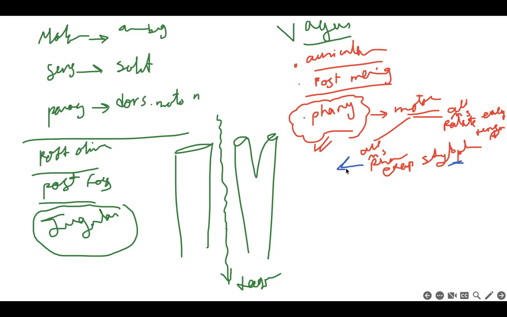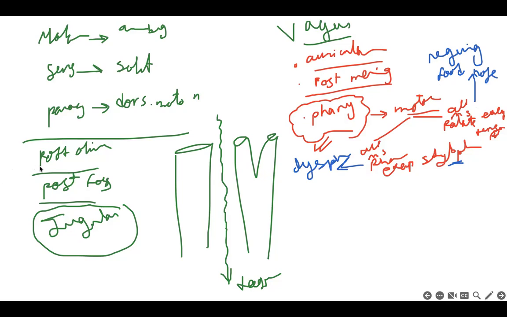So any lesion here will lead to what is called dysphagia, difficulty in swallowing. So if you want to test the nerve, ask the patient to swallow. Number 2, if there is a lesion of the palate, the patient complains of regurgitation of food from the nose. So a lesion of the muscles of the palate will lead to regurgitation of the food from the nose.